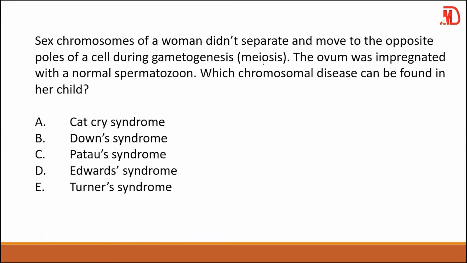Sex chromosomes of a woman. Look at it. The sex chromosomes of a woman, so we are talking about a female, didn't separate and move to the opposite poles of the cell during gametogenesis, that is meiosis. The ovum was impregnated with a normal spermatozoon. So that means there should be an X chromosome, isn't it? Sorry, a Y chromosome, isn't it? Because they said the ovum was, however, impregnated with a normal spermatozoon.